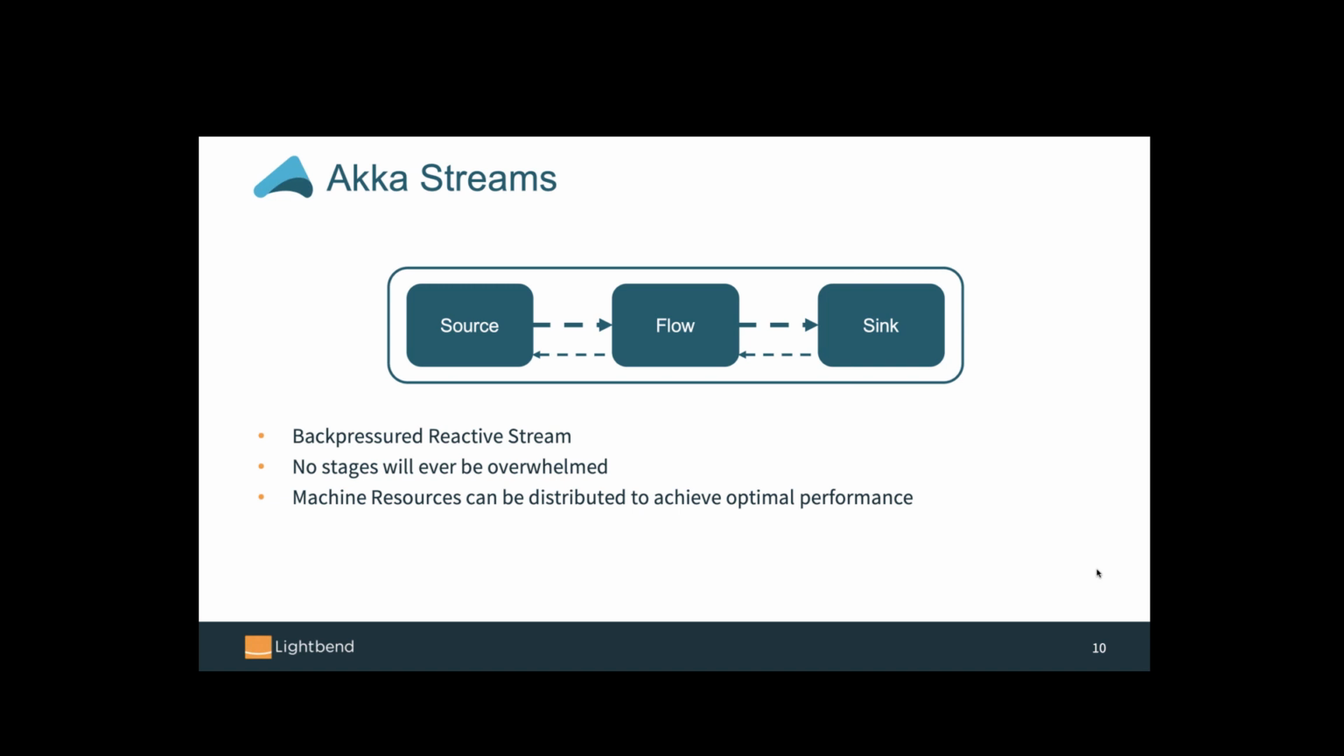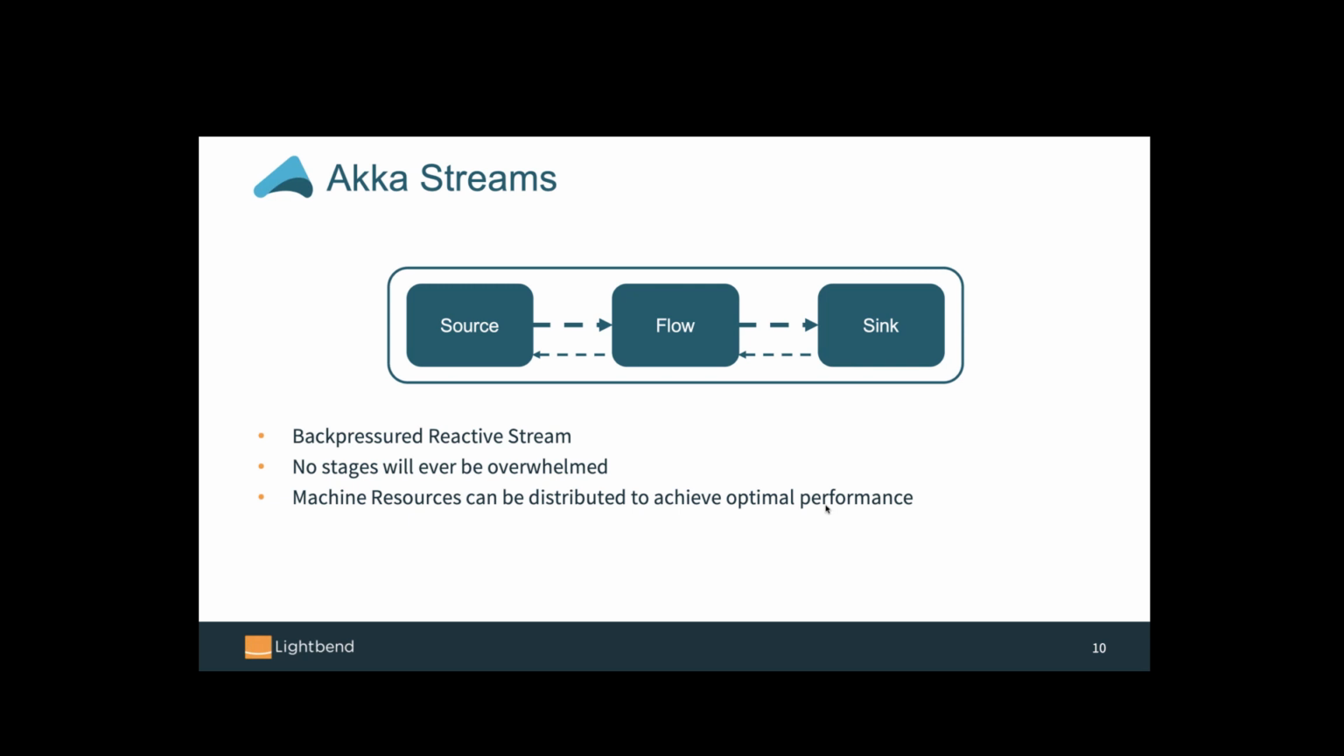So the first thing that happens is, when everything comes up, your sink will, you see these little dotted lines that I have here, actually request from the flow to say, hey, I've got enough bandwidth or I've got enough CPU in order to process a message. Give me a message. And then if the flow doesn't have any messages, it'll pull one from the source.